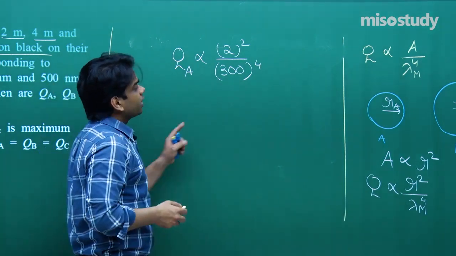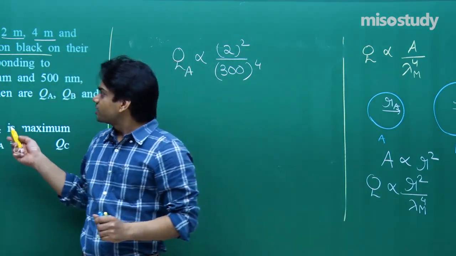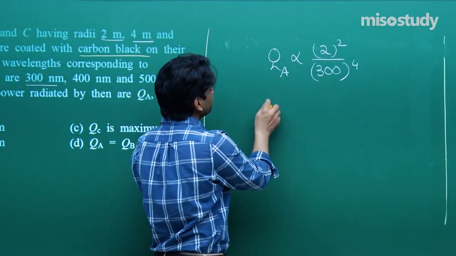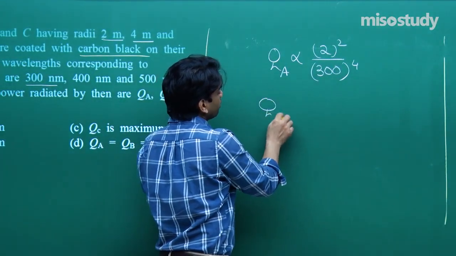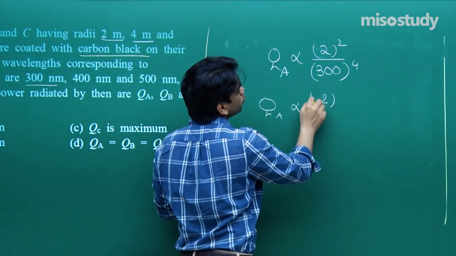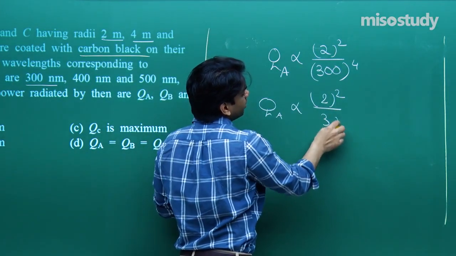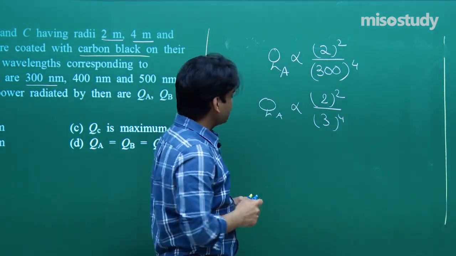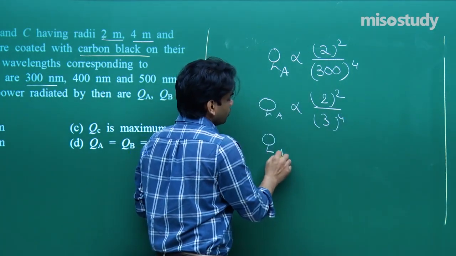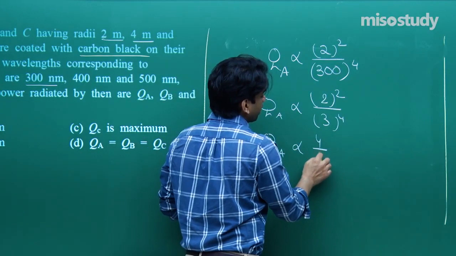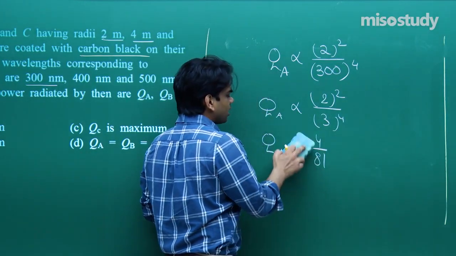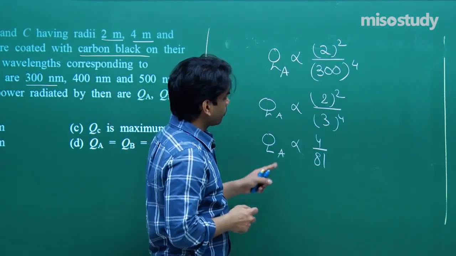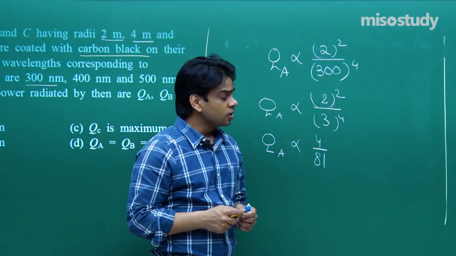Then again you see here it's given 300, here it's given 400, here it's given 500. So for the proportionality, QA will be proportional to 2 square divided by 3 to the power 4. It will come out to be 4 by 81. QA will be proportional to 4 by 81, that is what we can put.